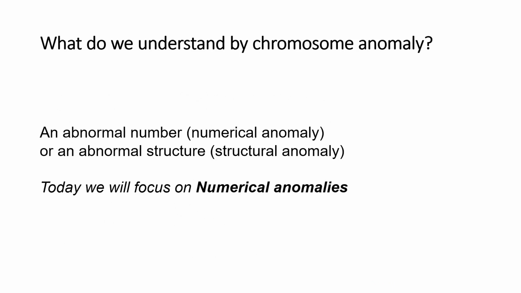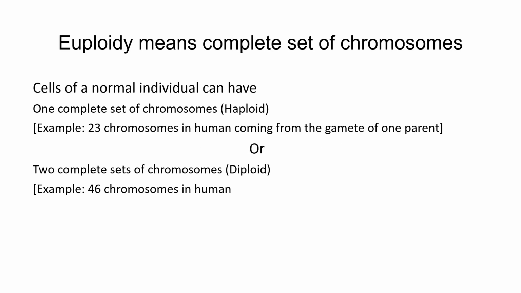What do we understand by chromosome anomaly? Now we have seen the normal chromosomes. An abnormal number is a numerical anomaly, and abnormal structure in these chromosomes is called a structural anomaly. Today we will focus on numerical anomalies. Before going to anomalies, I will talk about euploid. What do we mean by euploid?